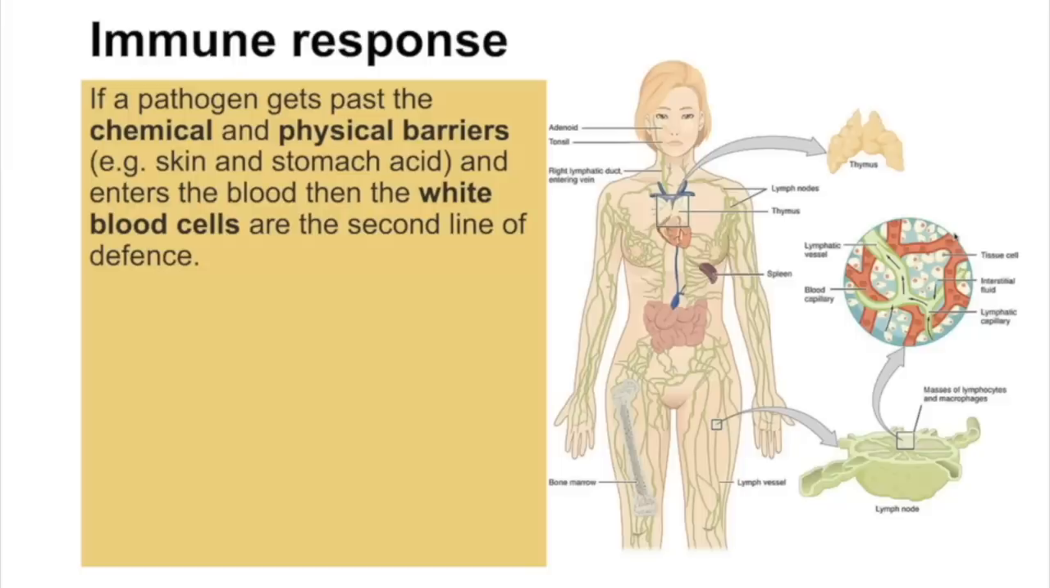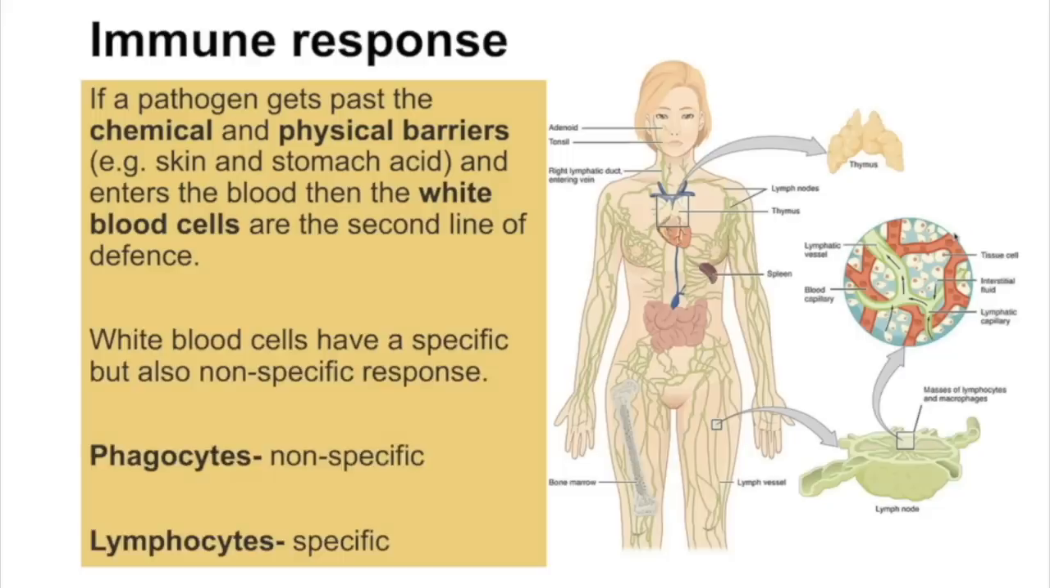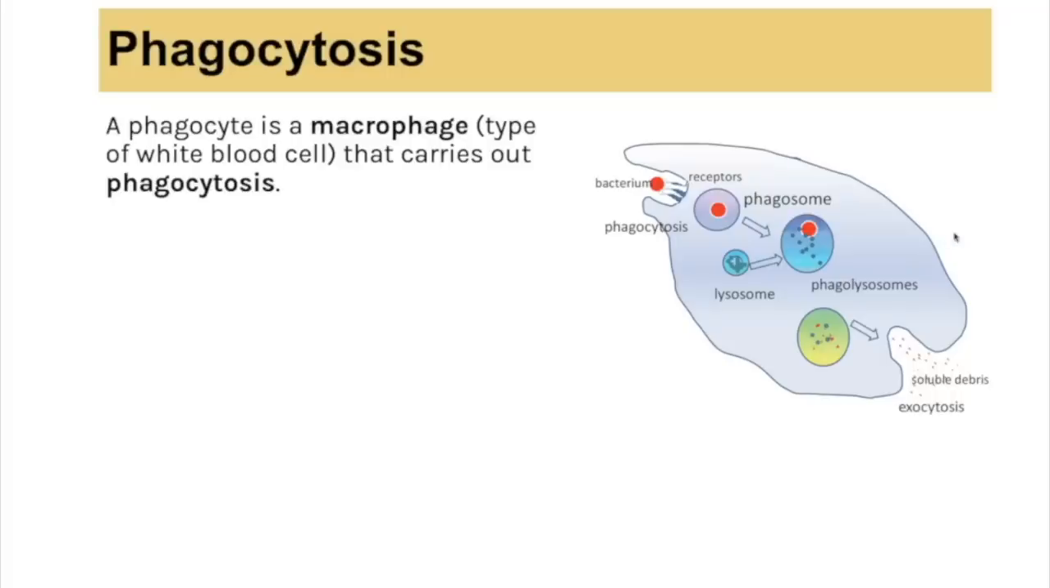So looking at your immune response then, if a pathogen gets past the chemical and physical barriers, so for example your skin is a physical barrier and stomach acid is a chemical barrier, then your white blood cells are the next line of defense. Your white blood cells have a specific and also non-specific response. The phagocytes are a non-specific response, meaning that they will destroy any foreign item that they come across. Lymphocytes have a specific response though, and this is where the idea of detecting using antigens will come into it. So let's look at phagocytosis first of all.